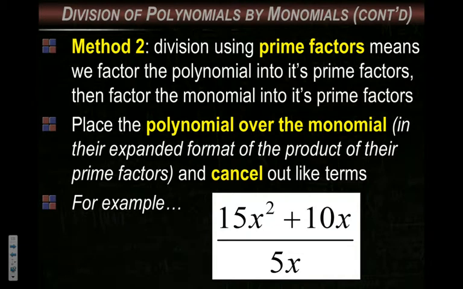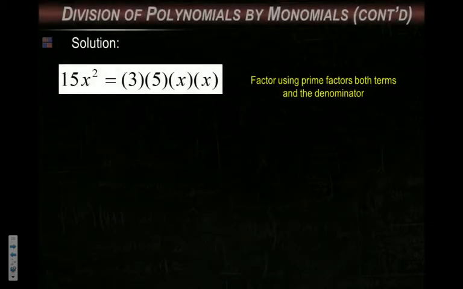Okay, again, this might be a bit tricky for some of you. Watch as I work this one out. By the way, this is the same problem we did the other way. So let's work it out this way. Okay, here we go. 15x squared is really 3 times 5 times x times x. To get 15, you multiply 3 times 5. Both 3 and 5 are prime numbers. To get x squared, you just multiply x by x.